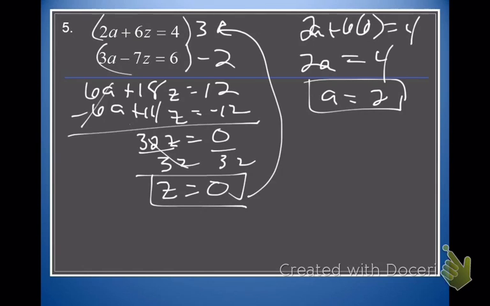Okay, you should have gotten this. So it should be (2, 0). Usually write these ordered pairs in alphabetical order, so (2, 0) should work fine. Okay?